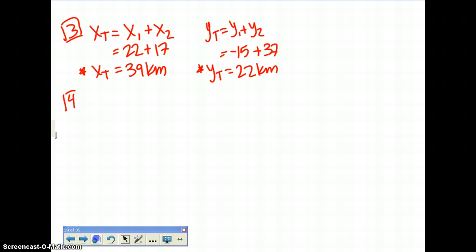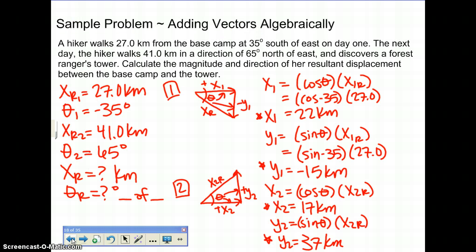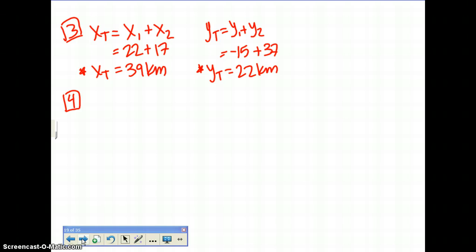Step number 4 now is draw that new triangle by looking at day 1's triangle. You first moved in the x direction, so you want your x total to be drawn first. And that is a positive 39, and then you have a positive 22. So this is what the new triangle should look like. Make sense? Check that out.